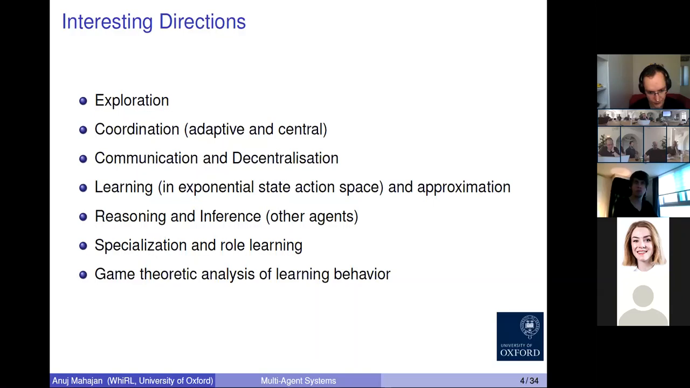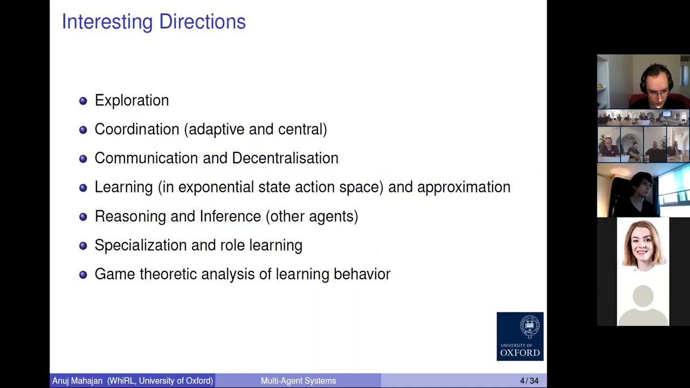The sixth point in our list is basically specialization and role learning. Whenever we say multi-agent systems, we immediately think of these big entities which have agents which are specialized in some manner. A very simple example in the case of humans could be that of a football team, in which there are players playing defense, players playing attack, and a goalkeeper and so on.